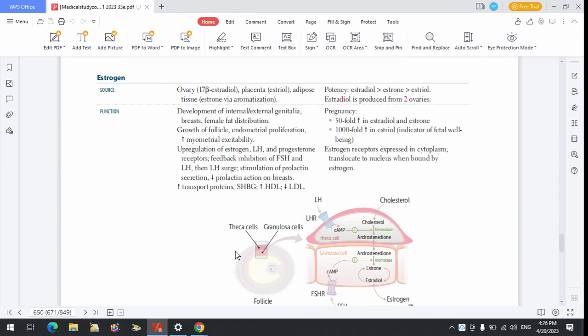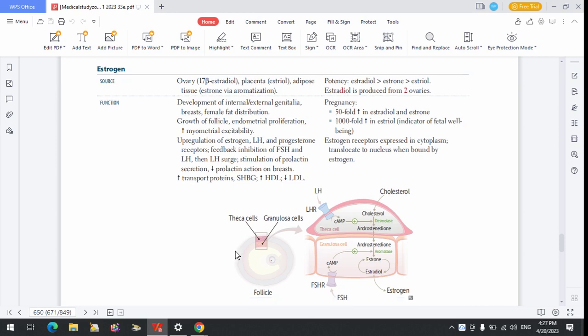Progesterone, estrogen, testosterone, cortisol, aldosterone, thyroid hormone, and vitamin D. Yes, so progesterone is among them, and then cortisol, aldosterone, T3, T4, and vitamin D. They have intracellular receptors and they enter the DNA. Yes, so that's good. Thank you.